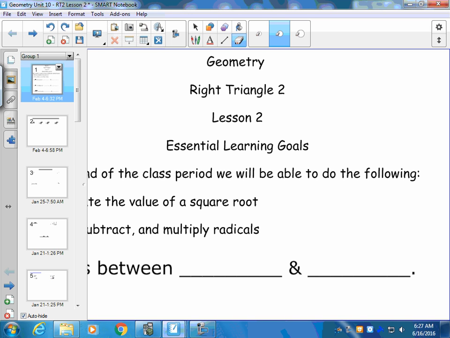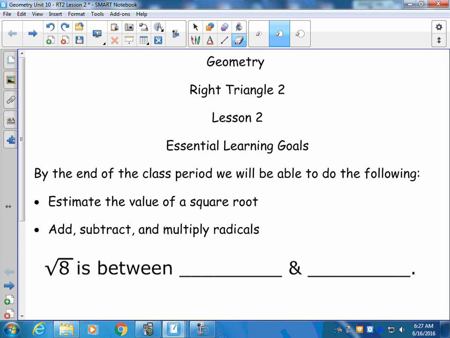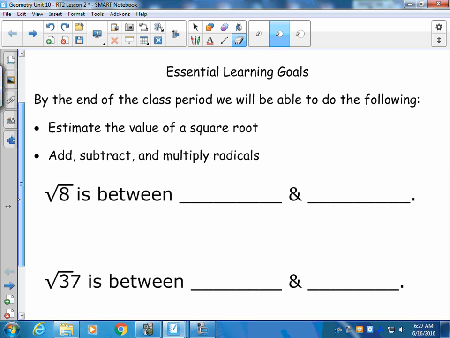Hello and welcome to today's lesson on adding, subtracting, and multiplying radicals. We'll also look at how we can estimate a radical based on perfect square values. So let's look at some of these examples we have here on the first slide.